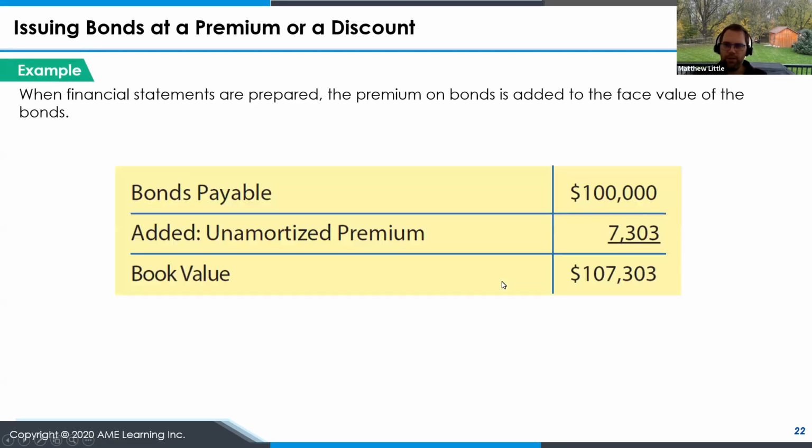Okay, when financial statements are prepared, the premium on the bonds is added to the face value of the bonds. So in financial statement presentation, you don't just show the $100,000 bonds, you show the $100,000 plus any premium or subtract any discount, and that's the true face value or book value of those bonds. It's just like when you present the net book value of equipment or your assets, you're showing the net book value, the current value per your books, including any premium or discount.